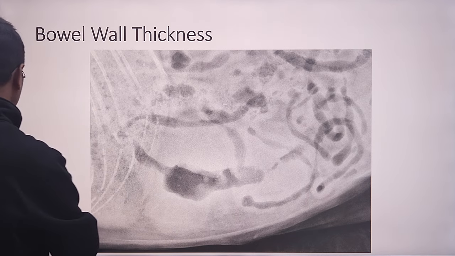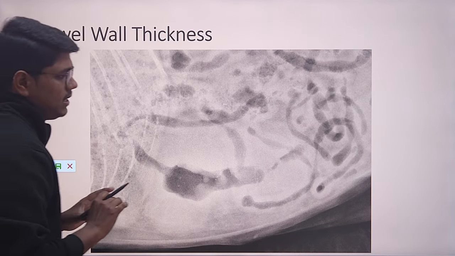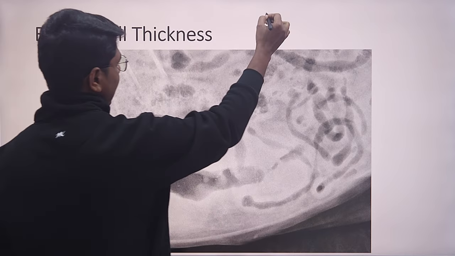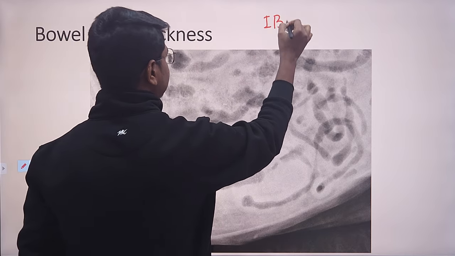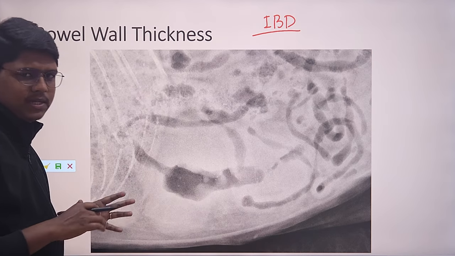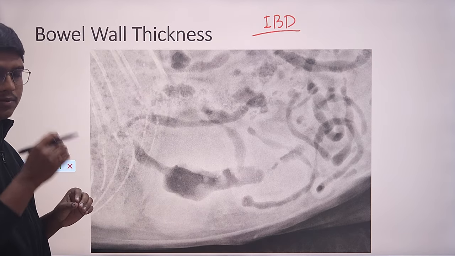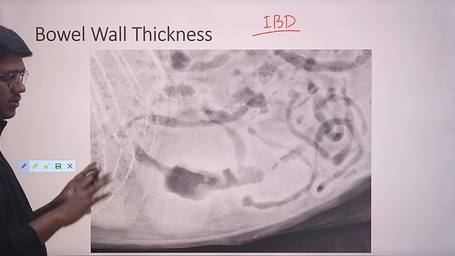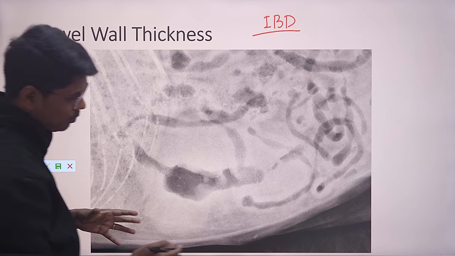So now, bowel wall thickness. For bowel wall thickness, it is better to go for ultrasonography to know the thickness of the bowel. It is very important, particularly in a disease known as IBD, inflammatory bowel disease. It is better pronounced or better measured in ultrasonography. But sometimes in some X-rays, you may appreciate that the wall is thickened.